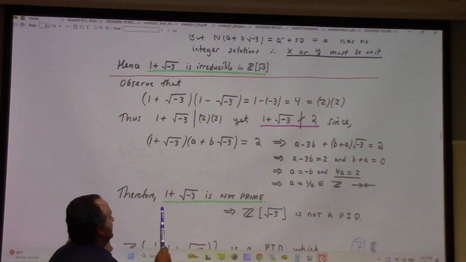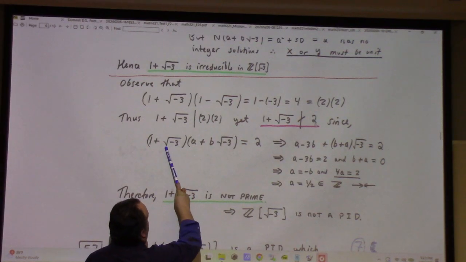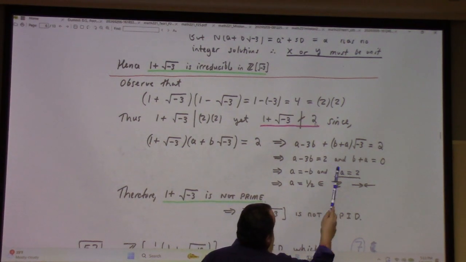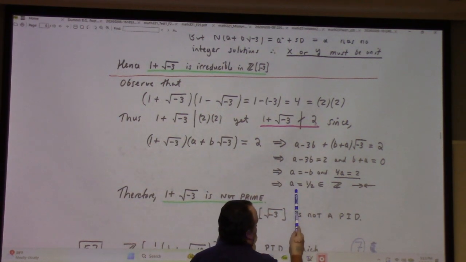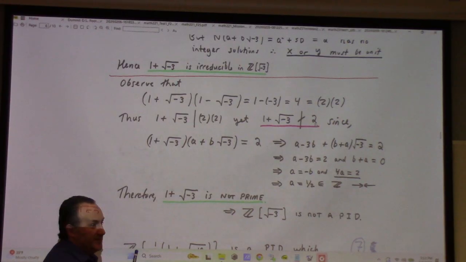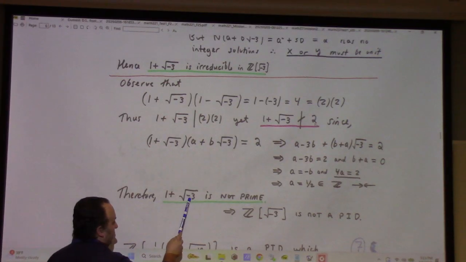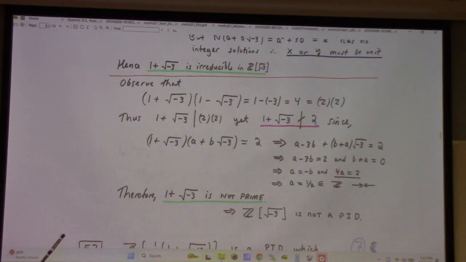How do we do that? Well, if we did have this times this equal to that, that would give me this equation, which gives me these 2 equations, which tells me a has to be a half, which is generally frowned upon for integers. Right? Therefore, 1 plus or minus root minus 3 is not prime. Therefore, Z adjoining the square root of minus 3 is not a PID, because we just proved, in a principal ideal domain, what did we prove? In a PID, A is prime if and only if A is irreducible.